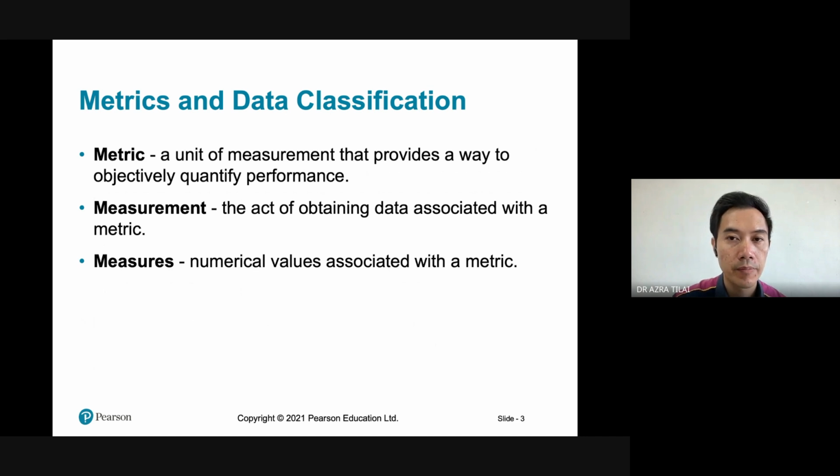To classify this data, we have metrics, which is a unit of measurement that provides a way to objectively quantify performance. And then we have measurement, the act of obtaining data associated with metrics, and also measures. It could be numerical values associated with a metric. So a metric can be centimeter, for example, kilogram, and so forth, right?